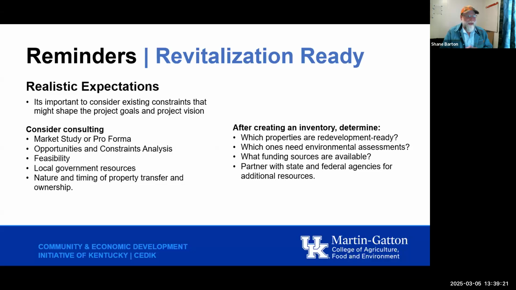But I think as we get into this, we need to have some realistic expectations about what we're doing and why. It's important to consider your constraints because those might shape your overall goals. And for your building inventory, just because you have a reuse vision, there are other elements that you have to consider: the financial side, the market study or pro forma. Does the math work?